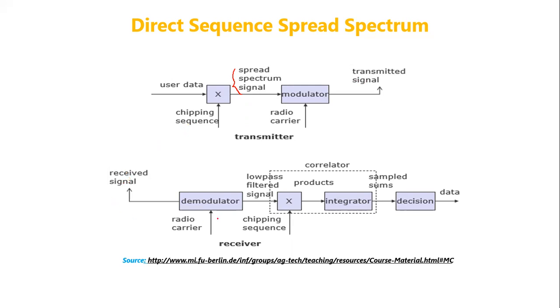Now the receiver first performs demodulation. For performing demodulation, the receiver should use the same carrier that is used by the sender for modulation. So using the same carrier frequency, the receiver demodulates the signal. When it demodulates the signal, it will get the spread spectrum signal. Now we want to convert the spread spectrum signal to the user data.